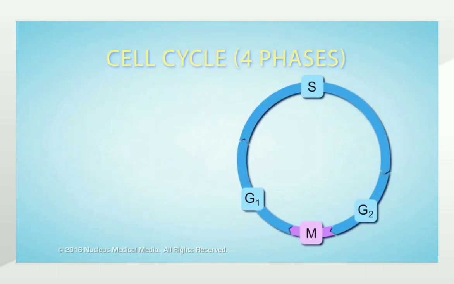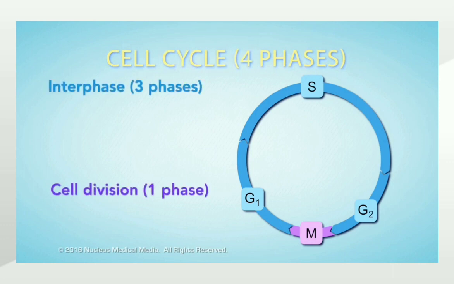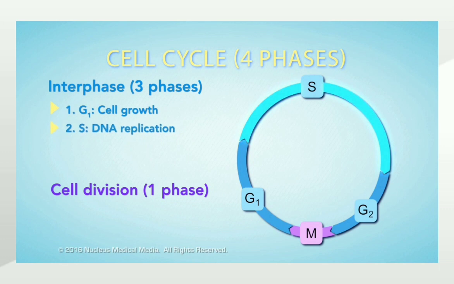Let's review. The cell cycle describes the life cycle of an individual cell. It has four phases, three in interphase and one for cell division. Most cell growth and function happen during G1. The cell enters the S phase when it needs to divide. In this phase, the cell replicates its DNA. Replication just means the cell makes a copy of its DNA.